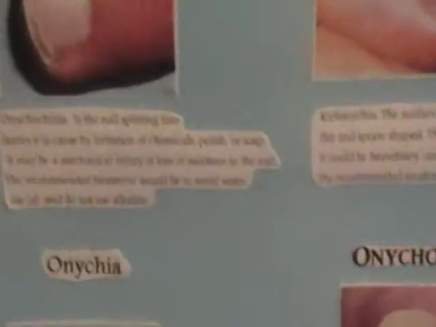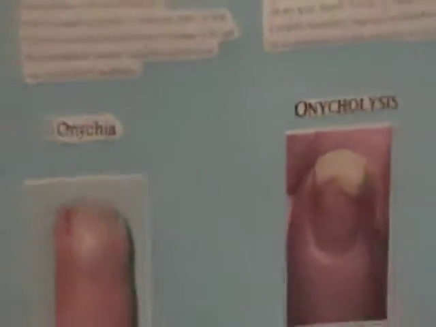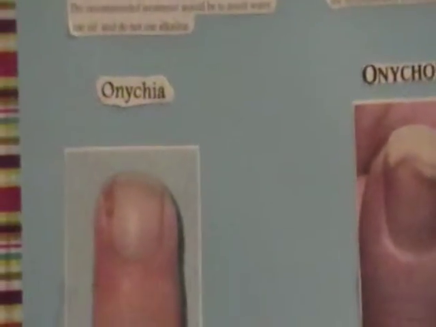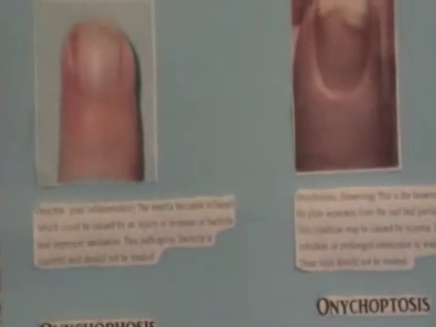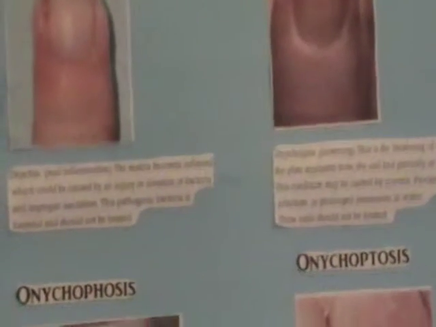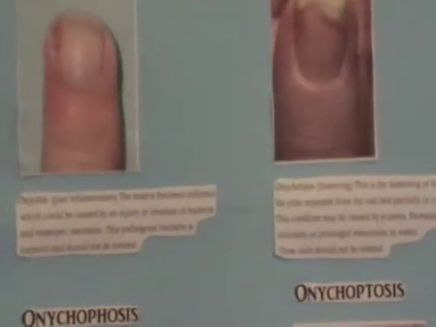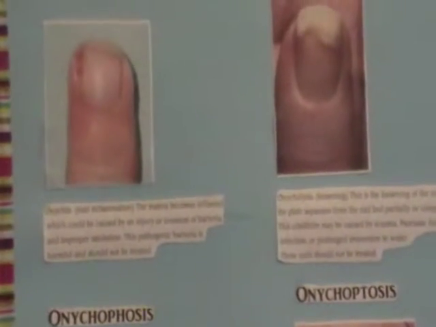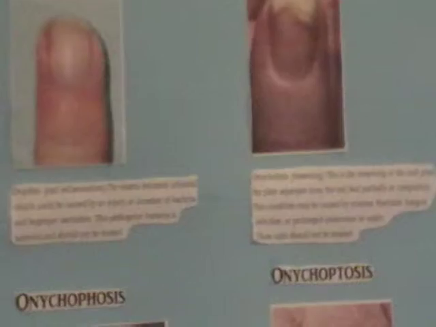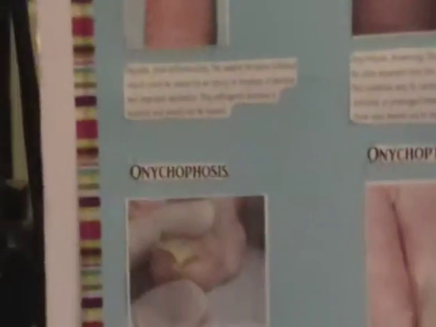And down here, we have onychia, and this is nail inflammation. The matrix becomes inflamed. It can be caused by injury, bacteria, improper sanitation. This bacteria is harmful and should not be treated.